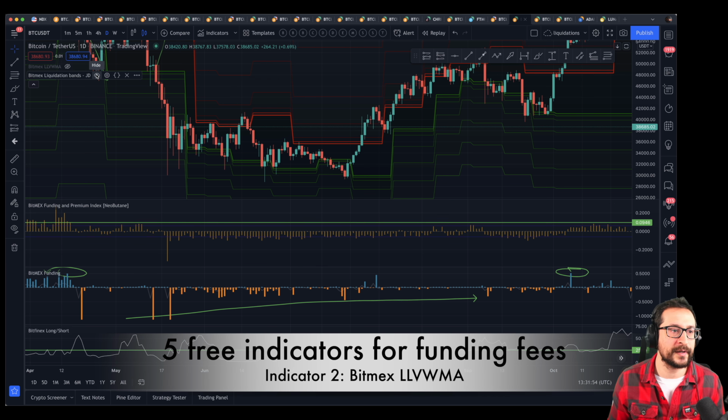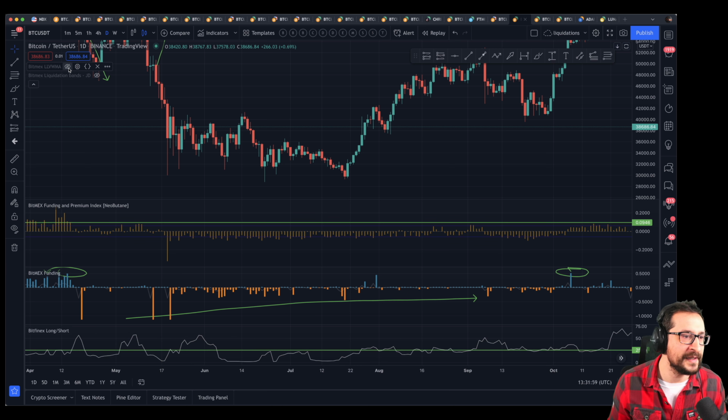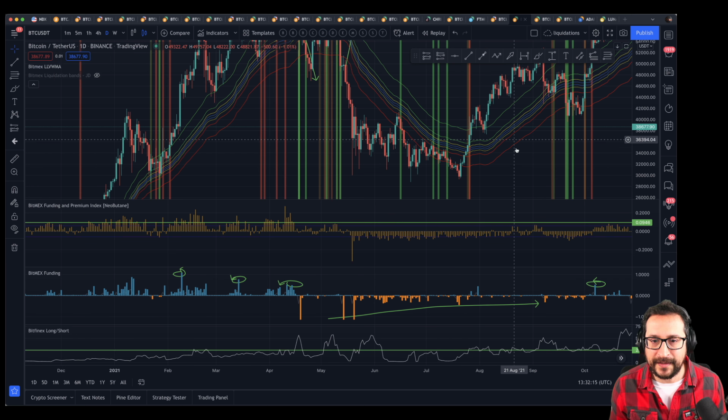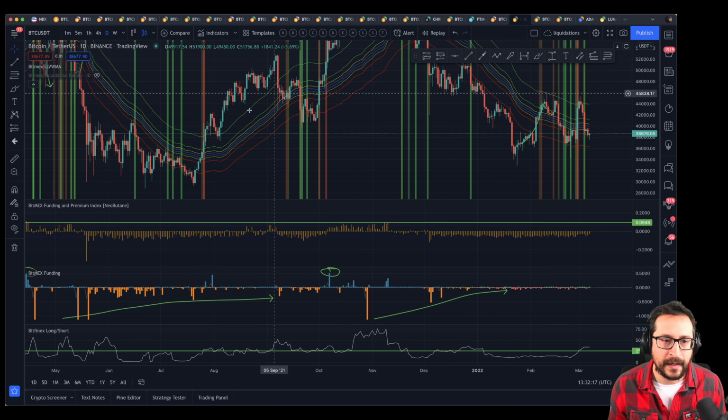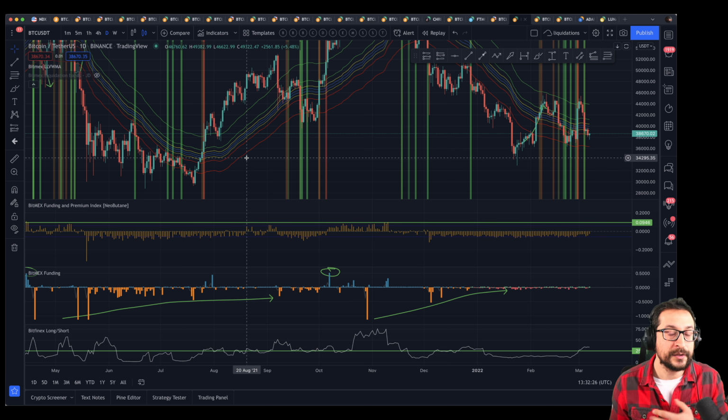The last indicator I'm going to show you is the Bitmex LLVWMA. This is a weighted moving average on the liquidations. It makes it a little bit more complicated to see the chart. These levels are liquidation levels, very similar to the previous indicator. They are just shown in a different format, as if they were just a moving average with a weight.